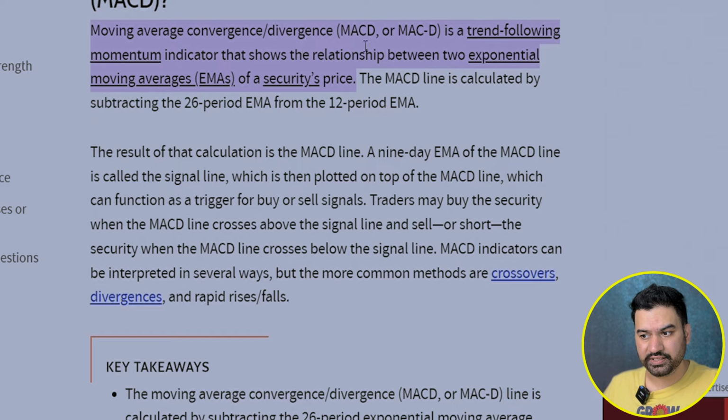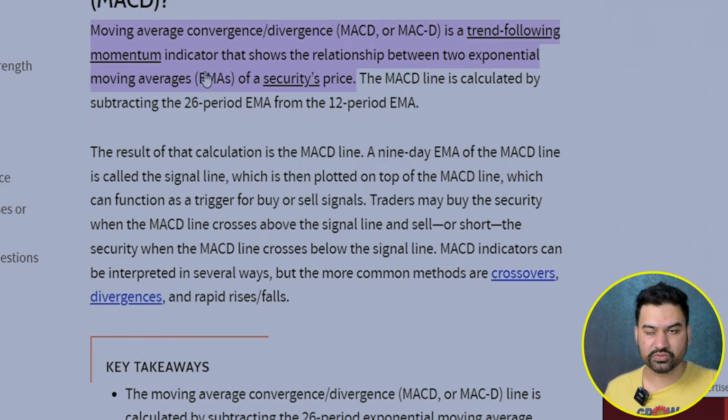So let's first learn what is MACD. Basically, if we go on Google and search for MACD, moving average convergence divergence, you can see that MACD is a trend-following momentum indicator that shows the relationship between two exponential moving averages of a security price. So basically it has two lines. One is the MACD line and the other is the signal line.